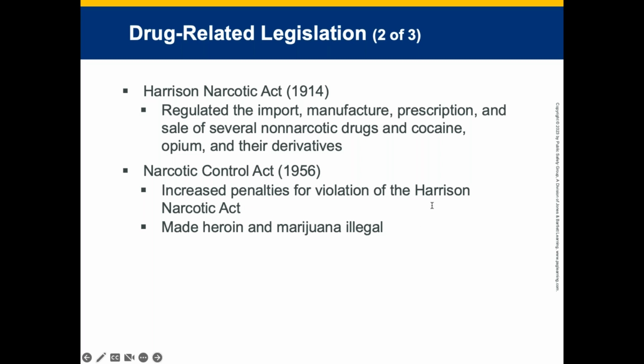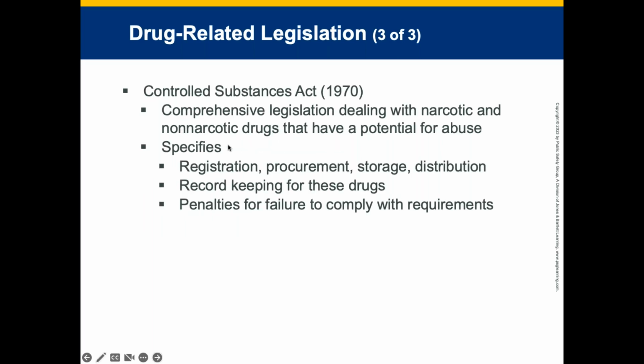The Narcotic Control Act of 1956 increased penalties for violation of the Harrison Narcotic Act, which made possession of heroin illegal and outlawed acquisition and transportation of marijuana, because you could not transport it or acquire it. But then, in 1970, came the Controlled Substances Act, which is comprehensive legislation dealing with narcotic and non-narcotic drugs that have potential for abuse. So specific requirements for registration, procurement, storage, distribution, and record keeping for the drugs, and penalties for failure to comply with requirements.